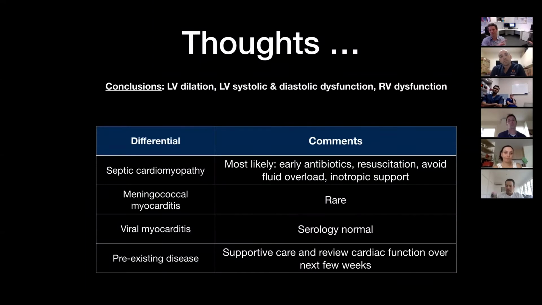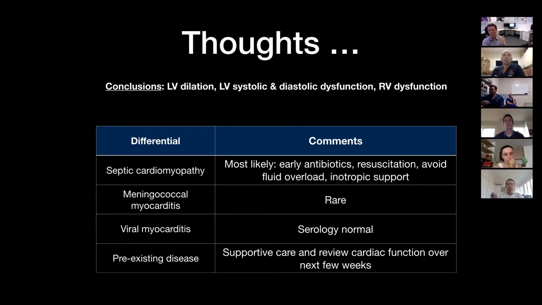But let me just summarize before we can move on. So I thought, looking at that echo and that clinical picture of a 49-year-old guy who's in shock, we had what could appear to be a septic cardiomyopathy. But am I absolutely 100% sure on that? No, I'm not, because I think we've always got some other diagnoses to consider. So I thought the differential with septic cardiomyopathy would be number one.